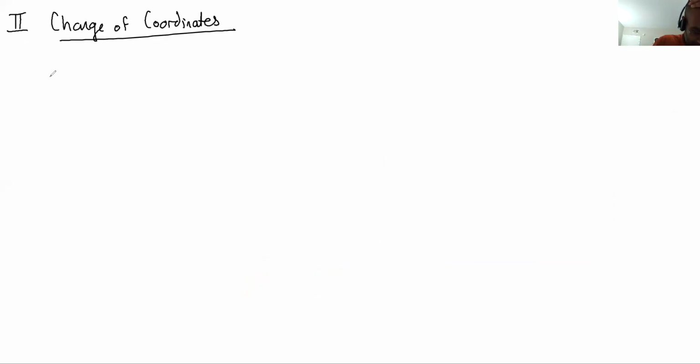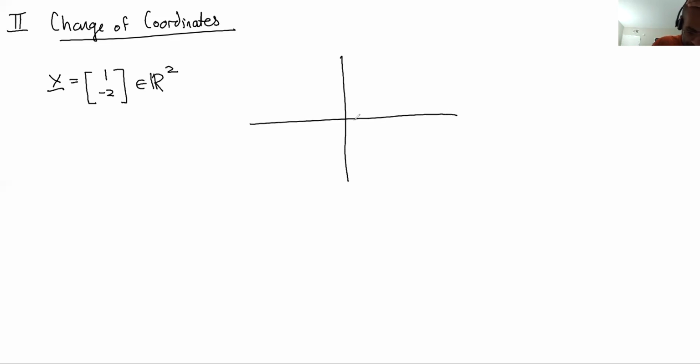Let's write down a vector x. Let's consider the vector 1, minus 2 in R2. So let's draw a picture of that vector. Maybe it looks, no, it doesn't look like that actually. Maybe it looks like this.